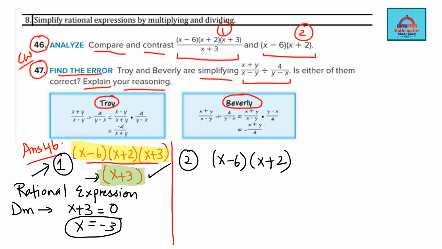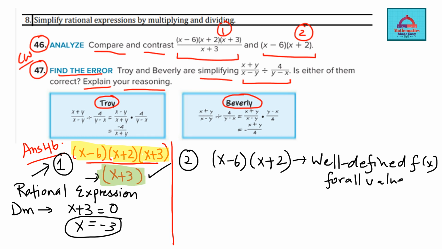Is there any value for which this one is not defined? See, here it is not a rational expression. It is just two factors being multiplied. It does not have a denominator. So this one is a quite well defined function for all values of x. It can be positive, negative, 0. So that's one basic point of difference between the two. Here it has a denominator, where x equal to negative 3 is a point which cannot be taken by this function, because in that case it will be undefined. So that's not a part of the domain. However, for this one all points are there.